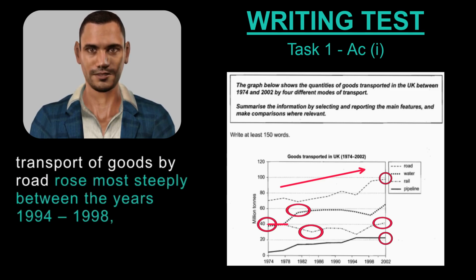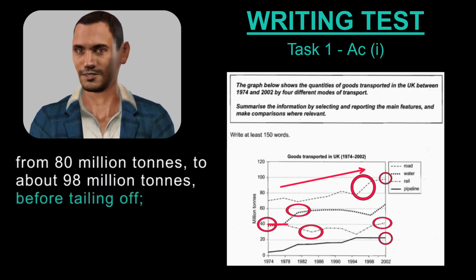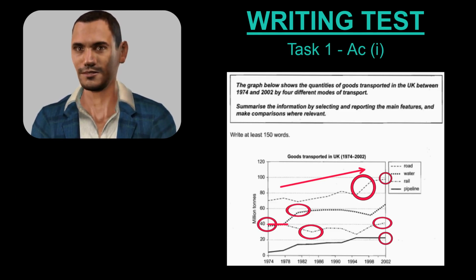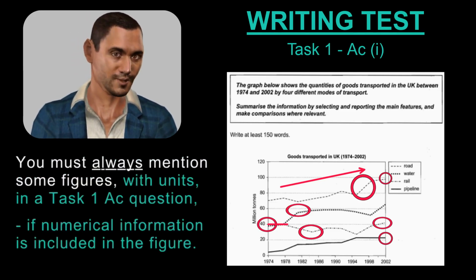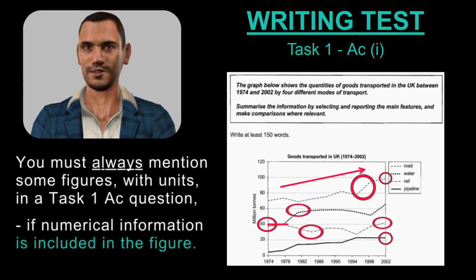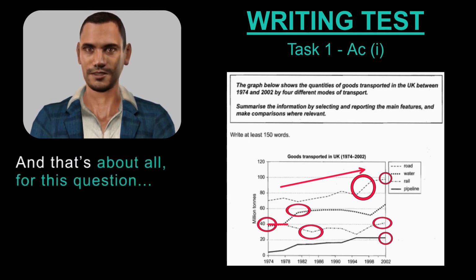Transport of goods by road rose most steeply between the years 1994 and 1998, from 80 million tons to about 98 million tons, before tailing off. You must always mention some figures with units in a Task 1 AC question, if numerical information is included in the figure. And that's about all for this question.